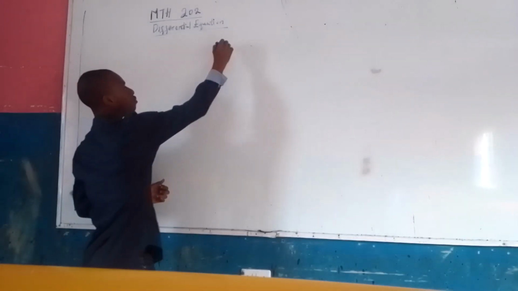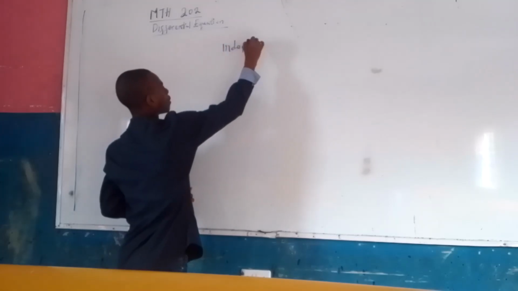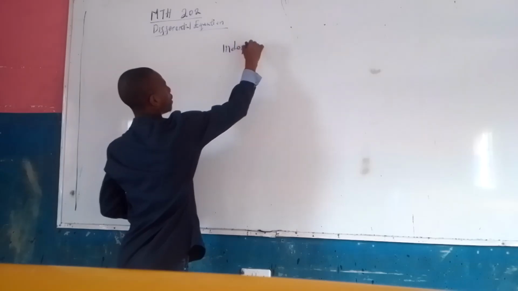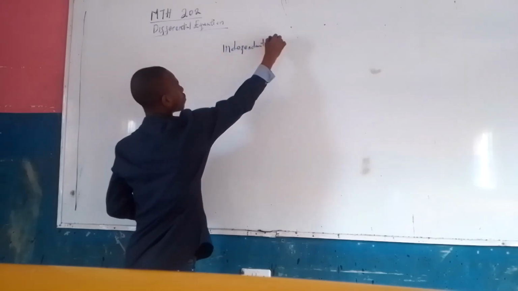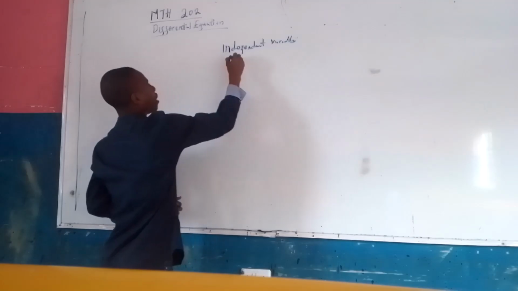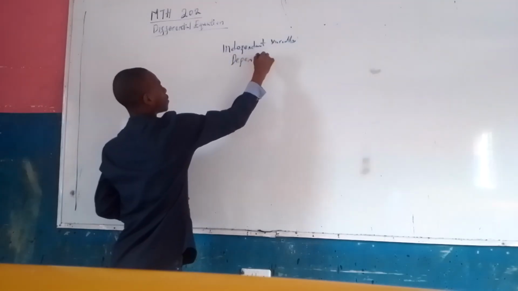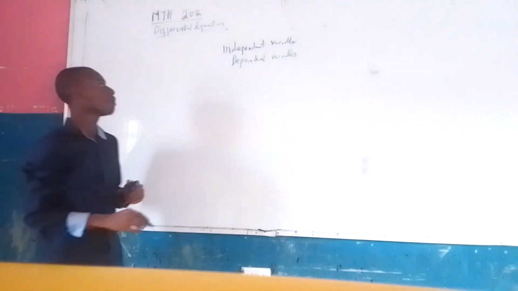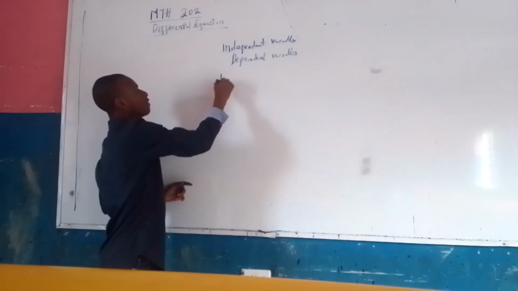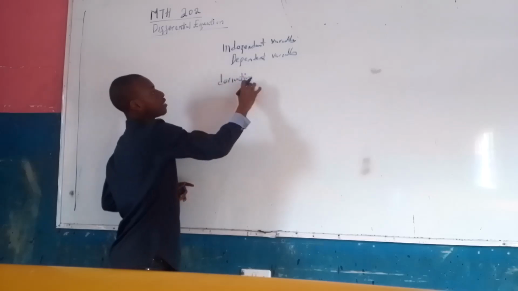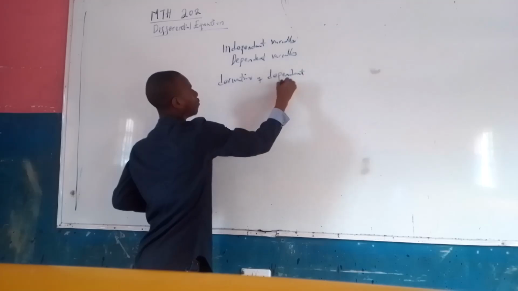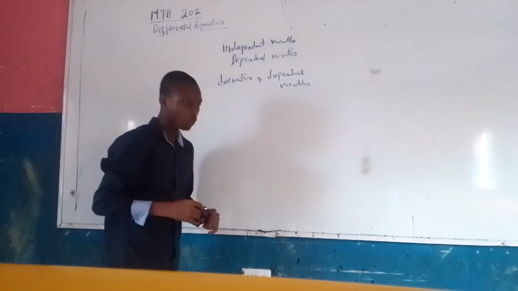In short, three things. We are talking about independent variables, and we are talking about dependent variables. Then the last thing we are talking about is what we call the derivative of dependent variables.